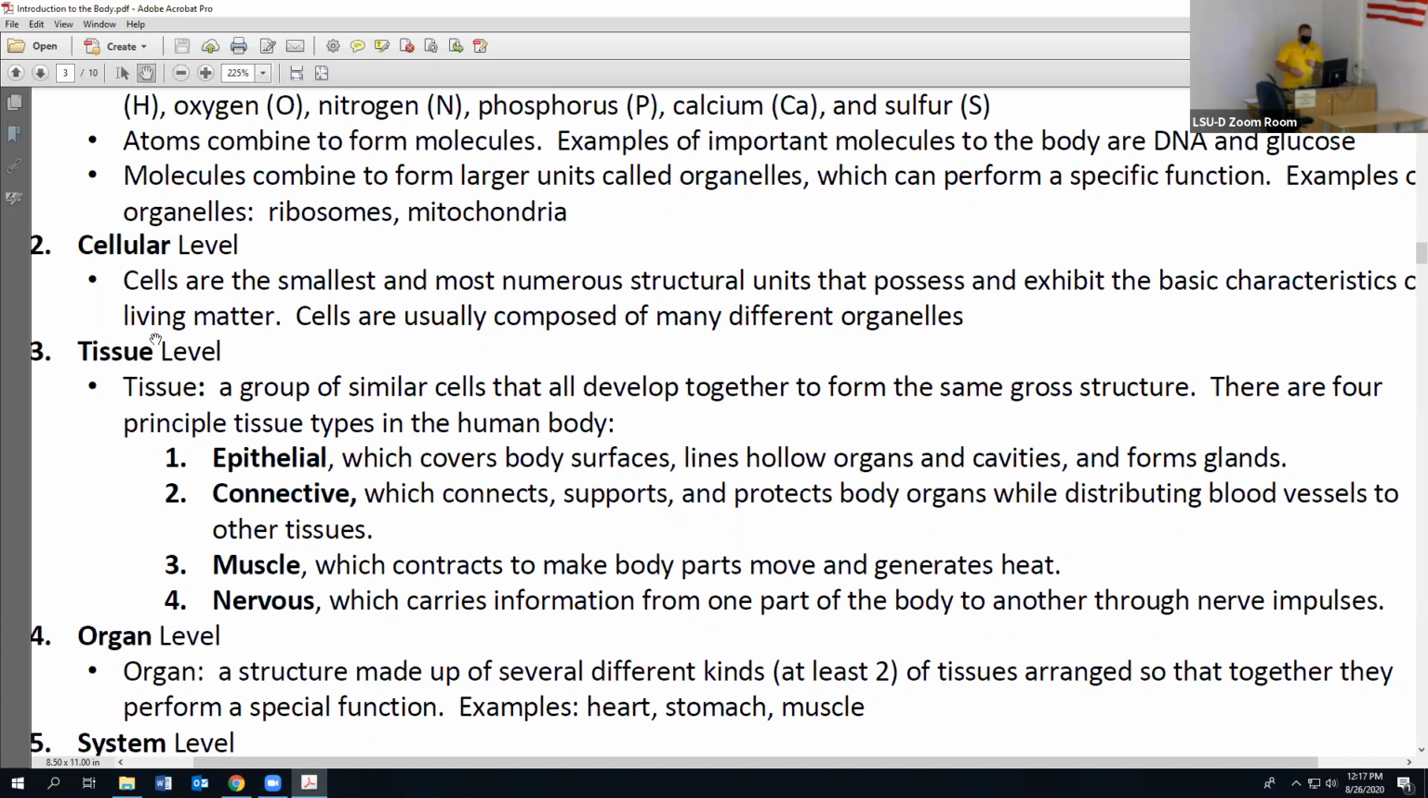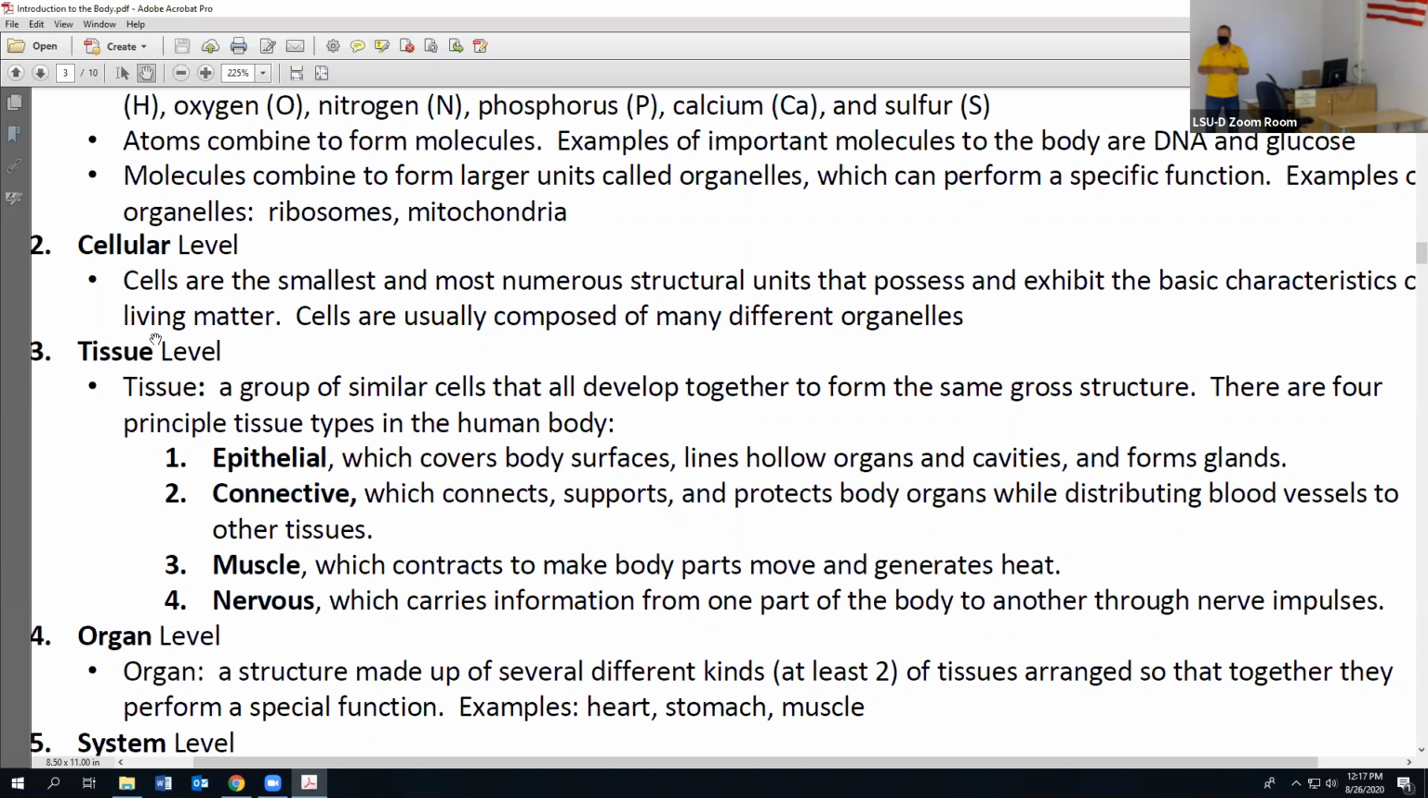And each of those cells has a specific function. Those functions are a result of those organelles that I was just mentioning. You take a group of cells and you can make a tissue. There we're at number 3. Tissues are a group of similar cells, typically developed together, that collectively perform a special function. 4 principal types of tissues exist in the body: epithelial, connective, nervous, and muscle.